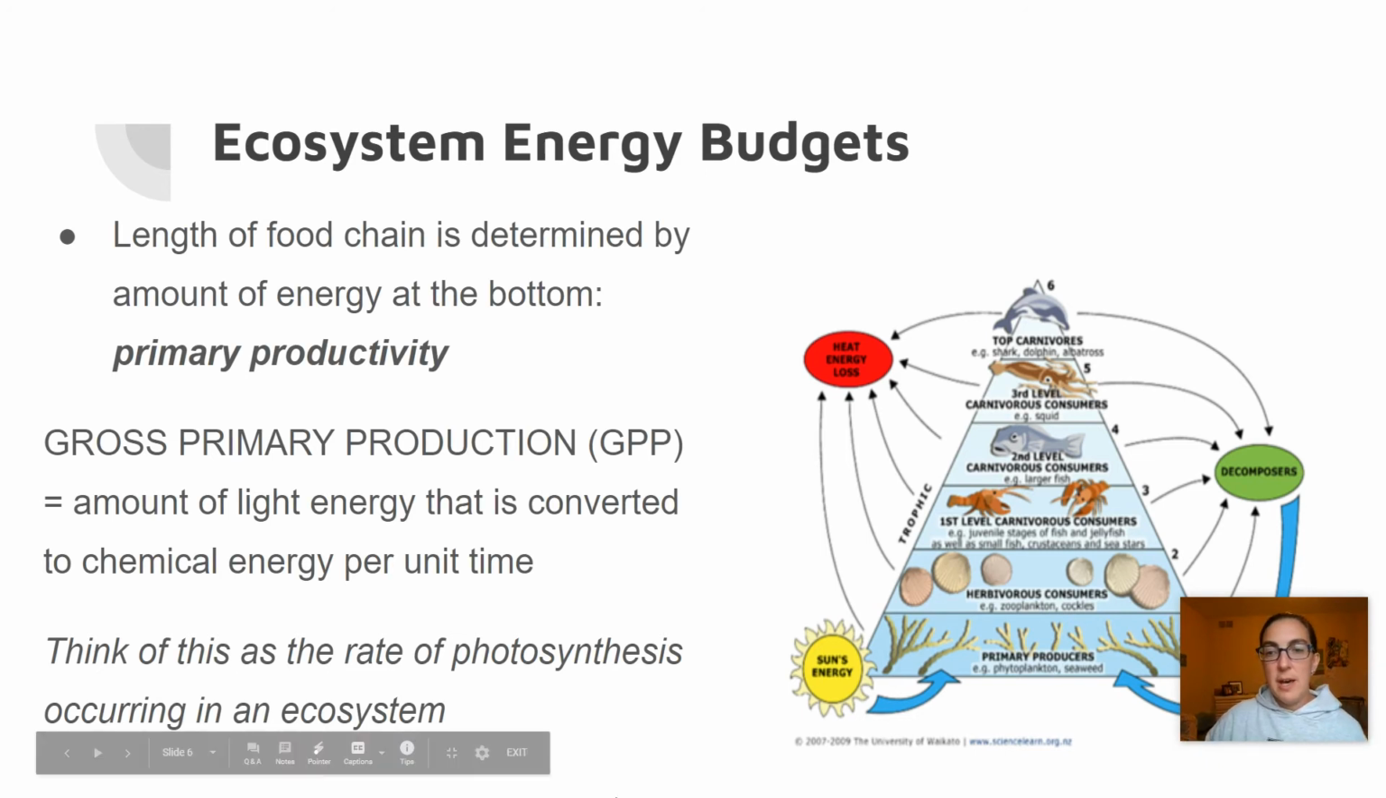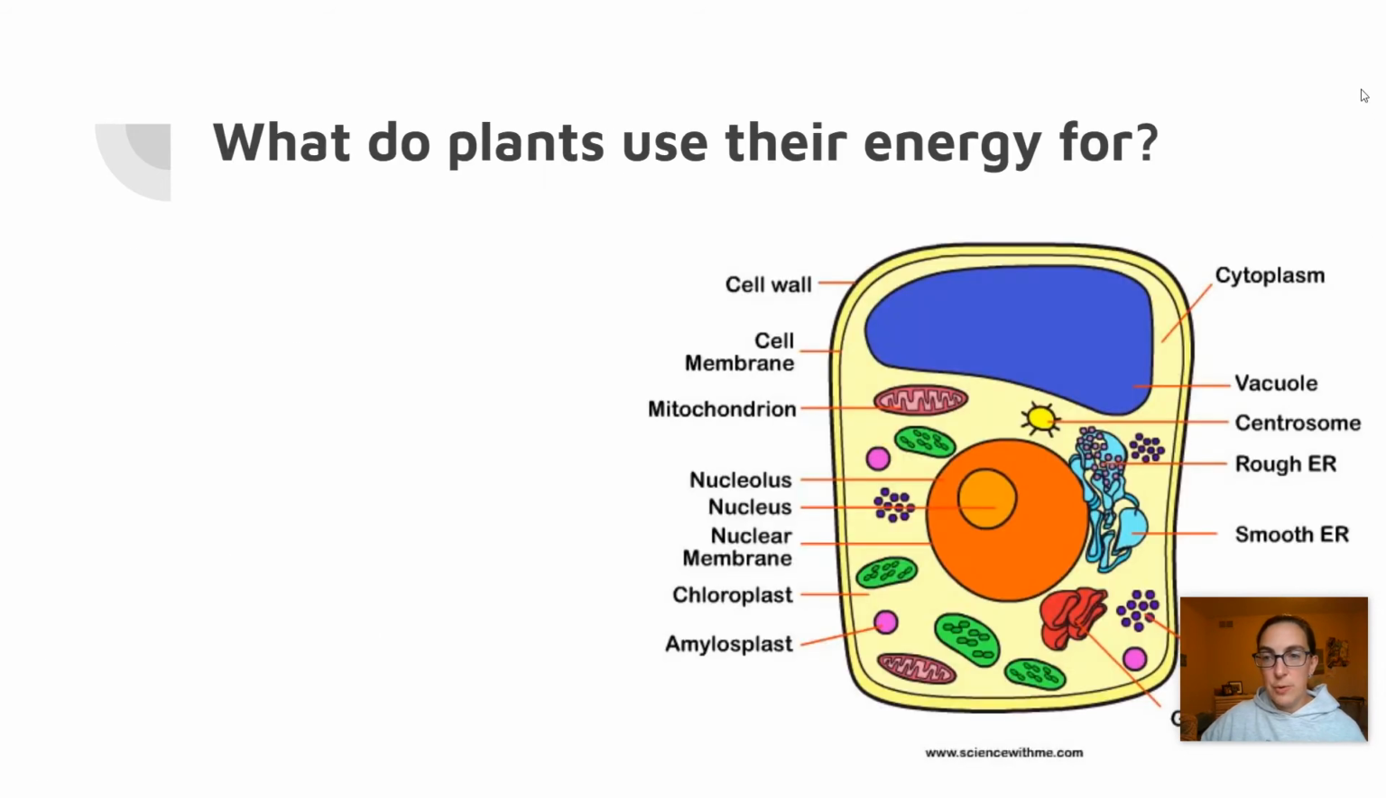All right. Once that energy is captured in producers, though, we have to think a little bit about what those producers use it for. So over here, we have a diagram of a plant cell. And as you hopefully remember, the process of photosynthesis happens in the chloroplast of a plant cell, right? So light energy comes in here. And the chloroplast, these green organelles in here, take that light energy and convert it into glucose.